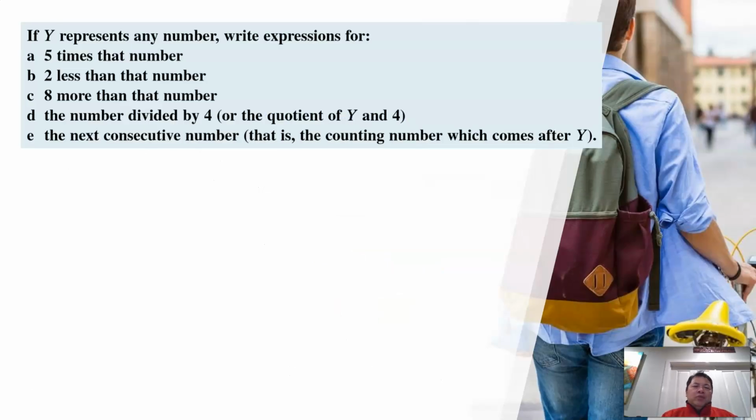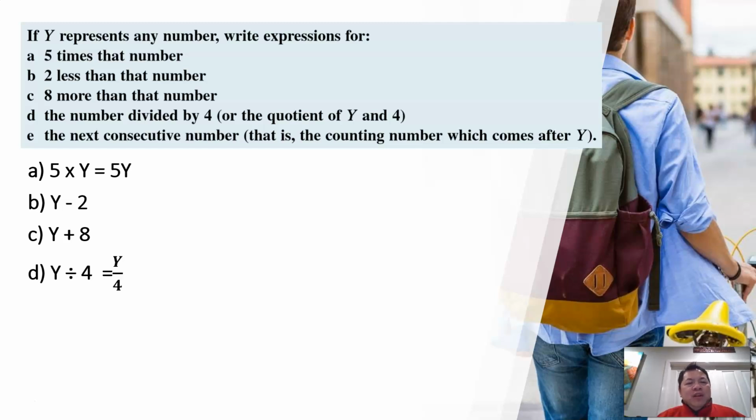So they say, now you are supposed to come up with an expression with the statement given. Y represents any number, right? Expression 5 times that number. So 5 times that number is 5y. Simple as that. They say 2 less than that number. So if the number is y, 2 less than that will be y minus 2. 8 more than the number. So y is the number, 8 more than the number means y plus 8. 8 plus y is also acceptable, right? Remember, it's the commutative law.